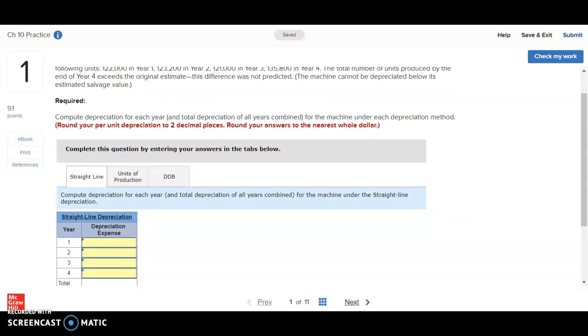And straight line, remember, we did that way back in chapter 3, and we learned that it is the cost minus the salvage value divided by the useful life gives you the annual depreciation expense. And then every year, it's going to be exactly the same under straight line because straight line is going to have the same amount every year. It's consistent from one year to the next. All right, so let's pull up the calculator and we're going to show you the calculations that we need to do.